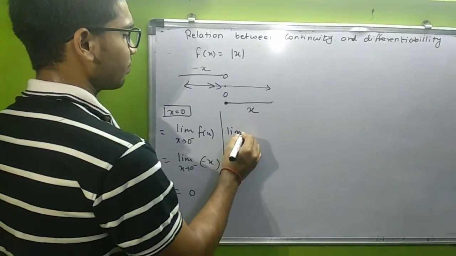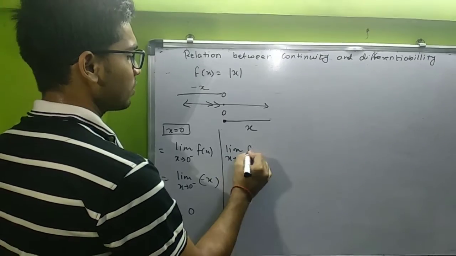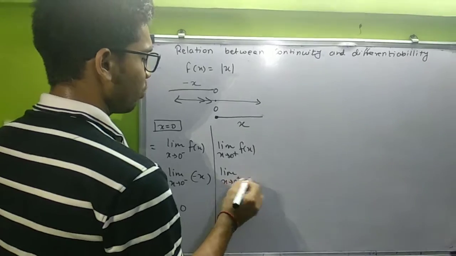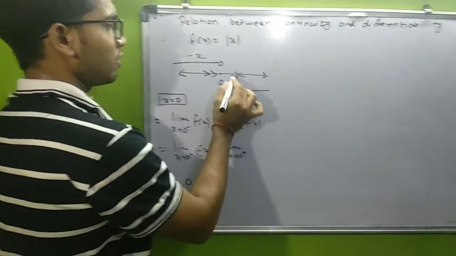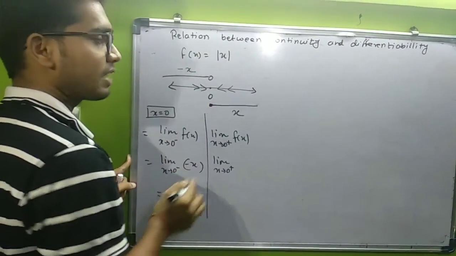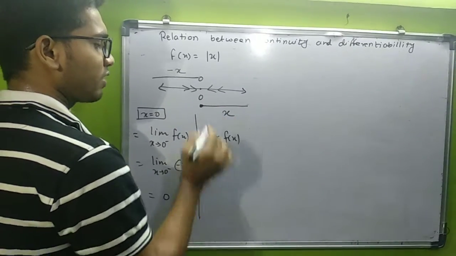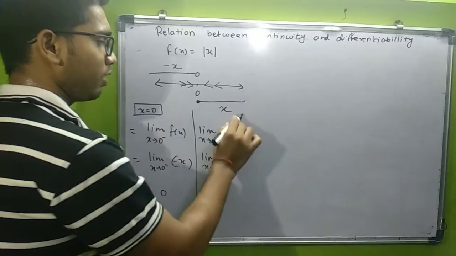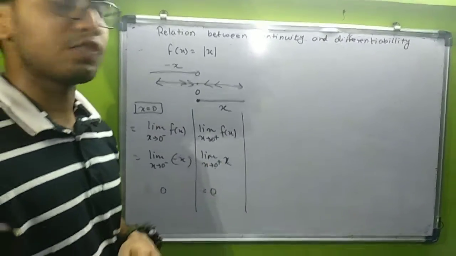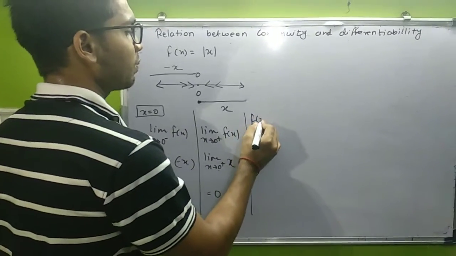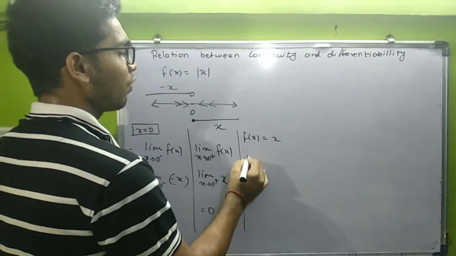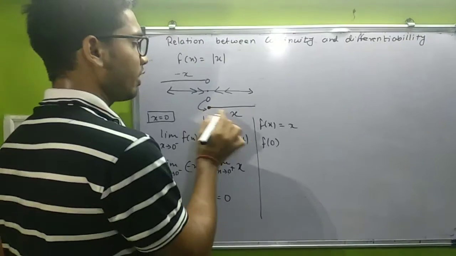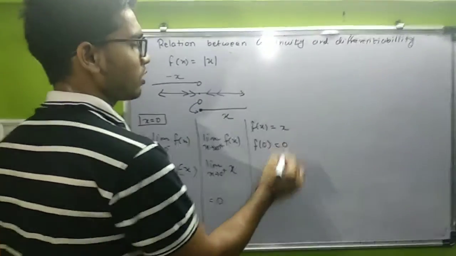Now limit x tends to 0 plus f of x. 0 plus means 0 is being approached from the right hand side, and in this region the function is x. If x tends to 0, this value is going to be 0. Now the third part we have to see is the value of the function, f of 0. Since I can keep 0 in this region, f of 0 is going to be 0.